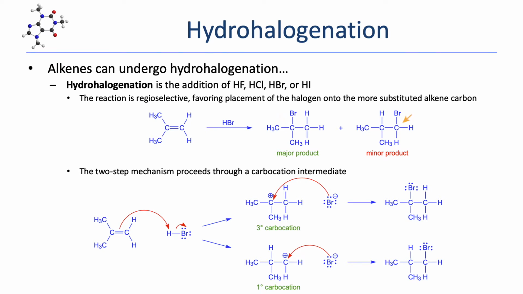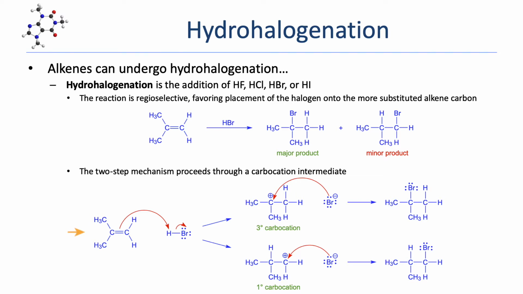And in the right product, you can see that the H attached to the left carbon of the alkene and the Br to the right. And it turns out the reaction is regioselective, favoring placement of the halogen onto the more substituted alkene carbon. So here I show the reaction mechanism.